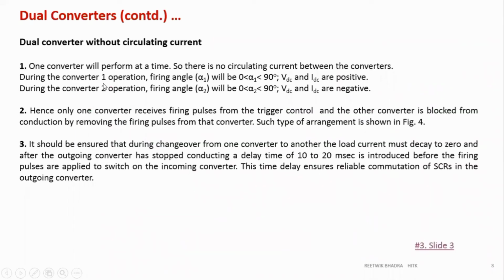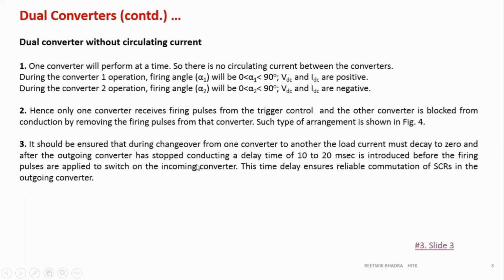Now, during converter operation, if you want to operate converter 1 as rectifier, so you have 0 to 90 degree. If you want converter 2 to act as rectifier, so it will be 0 to 90 degree again. And if you want to do the opposite way, it will be the other operation, inverting mode. So these are all the things you can go through. Just a few points are written.